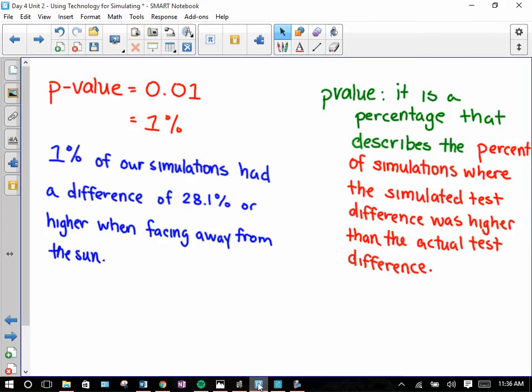And the important thing to remember here when you're saying this is that these simulations occurred due to random chance. So this percentage is 1%, but that's occurring due to random chance. And so, interpreting the p-value is telling us what percent of our simulations were either equal to or greater than, in this case greater than, our test difference.